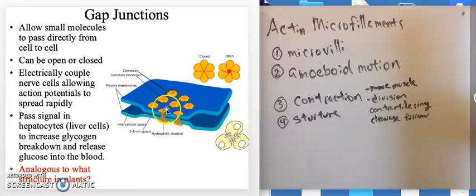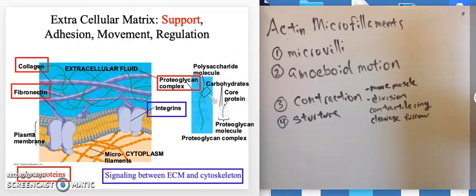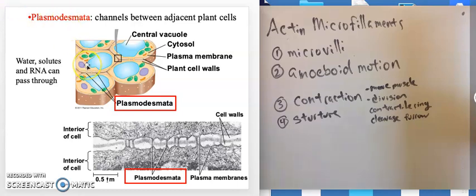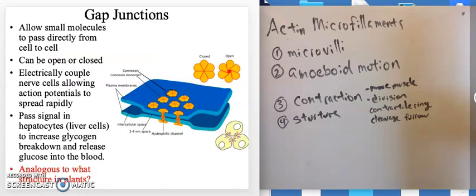Gap junctions are protein-lined holes between animal cells. This is similar to the plasmodesmata in plant cells, but those plasmodesmata are called plasmodesmata because they're lined with plasma membrane, whereas gap junctions are lined with protein. Gap junctions are particularly important in our liver cells, allowing for signaling on glycogen levels, and also in certain neuronal circuits in our brain.